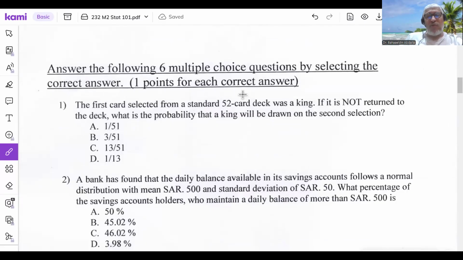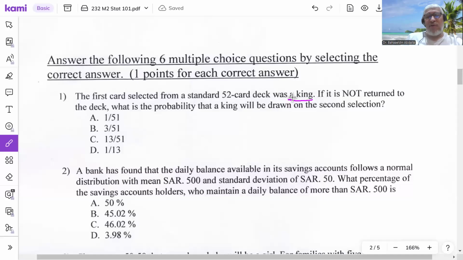You know, in a 52 card deck, how many kings are there? There is a king from each suit, so there are 4 kings. So we selected a card and it was a king. If it is not returned to the deck, how many cards are left? 51. What is the probability that a king will be drawn on the second selection?